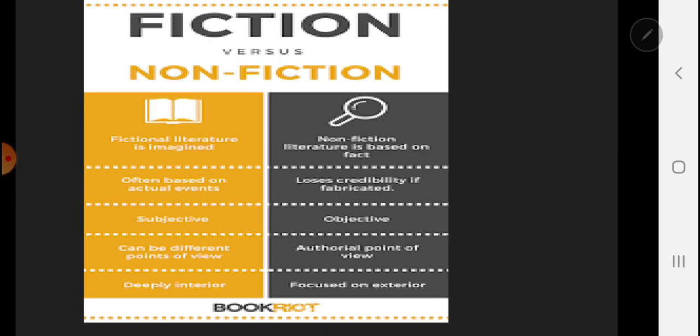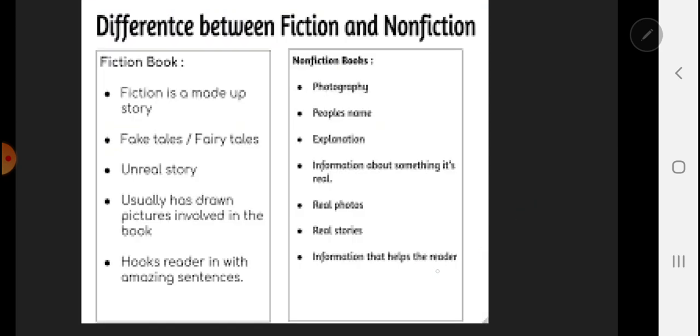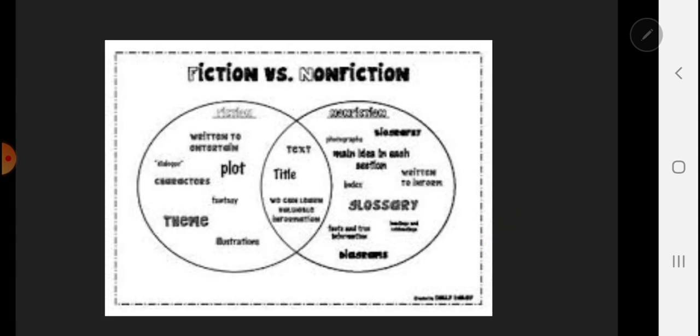Here is a picture regarding fiction versus non-fiction, so you can have a clear view about it. Non-fiction literature is based on fact, while fictional literature is based on imagination, and one is objective, the other one is subjective, and there is a difference between fiction and non-fiction. Fiction is a made-up story, while non-fiction is something that is actual and realistic.